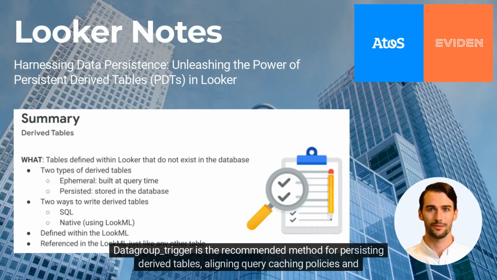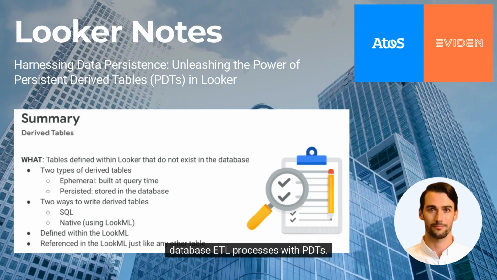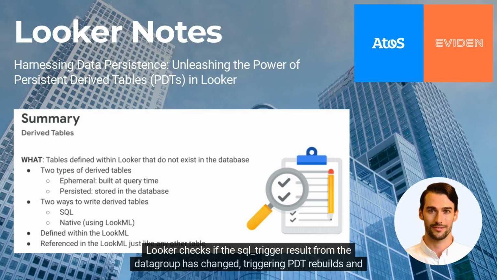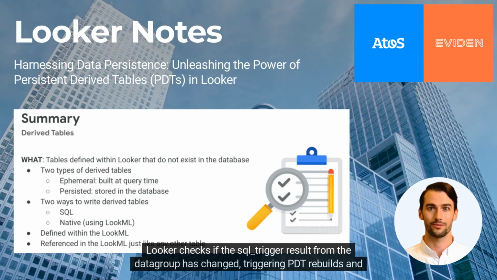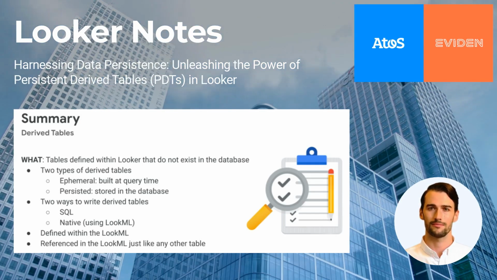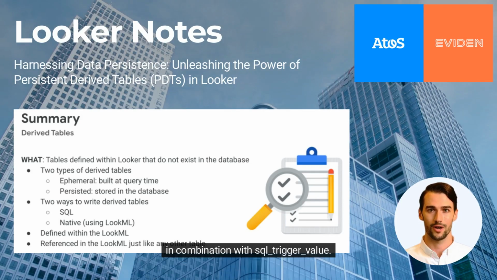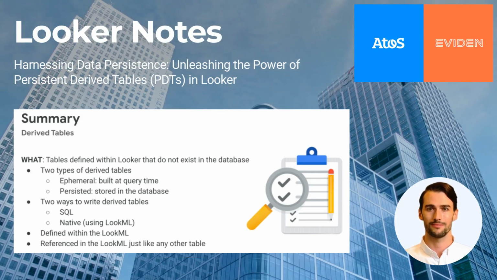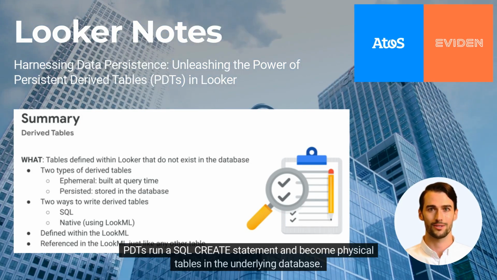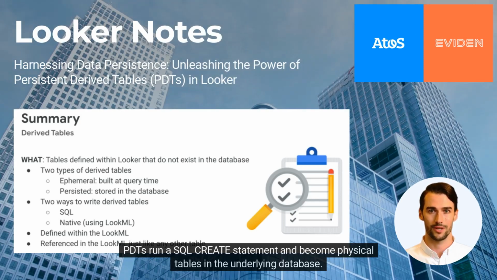Datagroup trigger is the recommended method for persisting derived tables, aligning query caching policies and database ETL processes with PDTs. Looker checks if the SQL trigger result from the datagroup has changed, triggering PDT rebuilds and invalidating cached results. SQL trigger value can be used to define different persistence logic, while persist_for is best used in combination with SQL trigger value. PDTs run a SQL create statement and become physical tables in the underlying database.